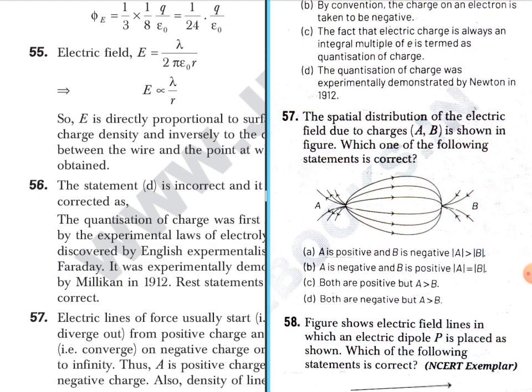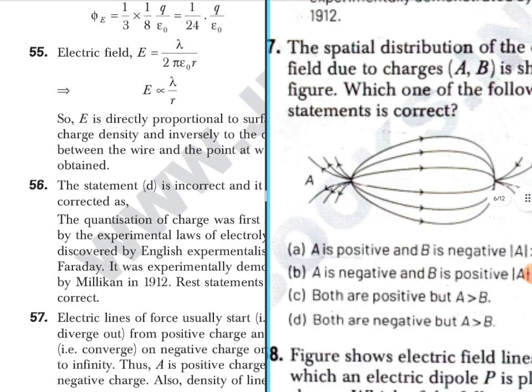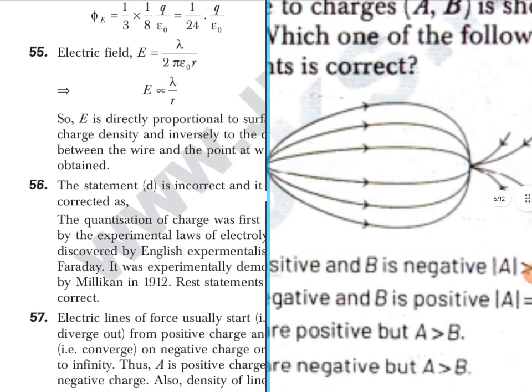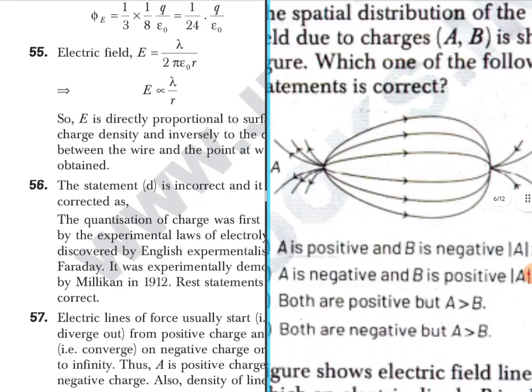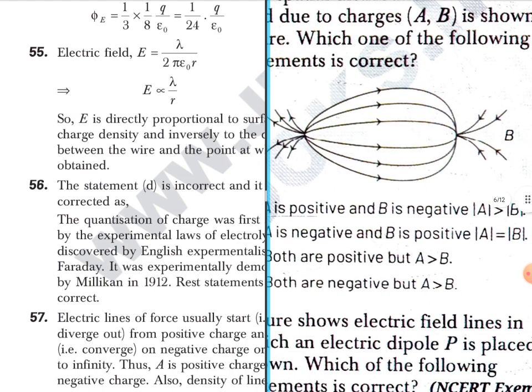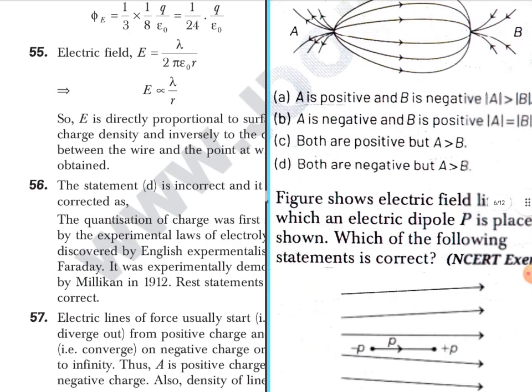Look at this diagram. As soon as you see A, the field lines are so close to each other, so EA is greater than EB. I can say they're emanating from A, so it's positive at A. They're terminating at B, so it's negative at B. So A is positive, B is negative, the magnitude of A is greater than the magnitude of B, where A is positive and B is negative. So option number A is the right answer.